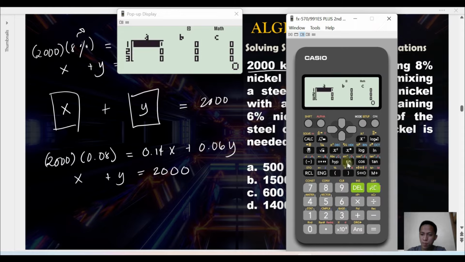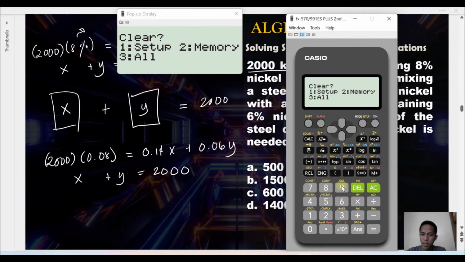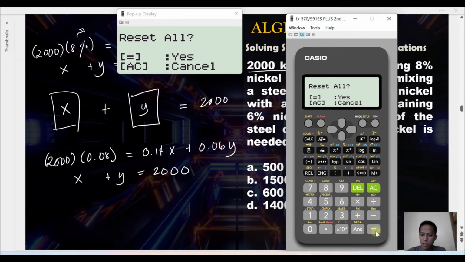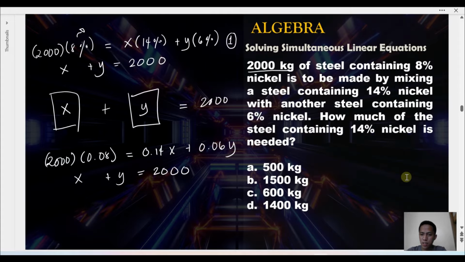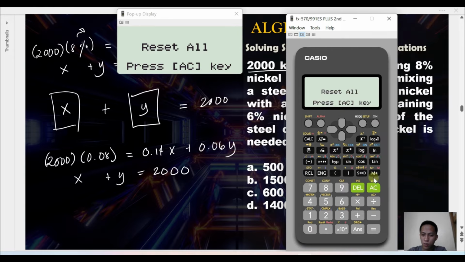So basically, in this problem, what we're looking for, let's clear it first, is the steel containing 14% nickel. So the x here is for the 14%, and for the 6% nickel, that is the steel in y. Okay, so let's just input it in the calculator, guys.